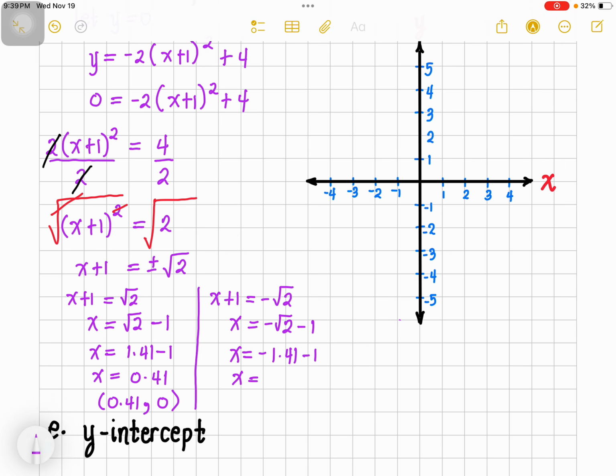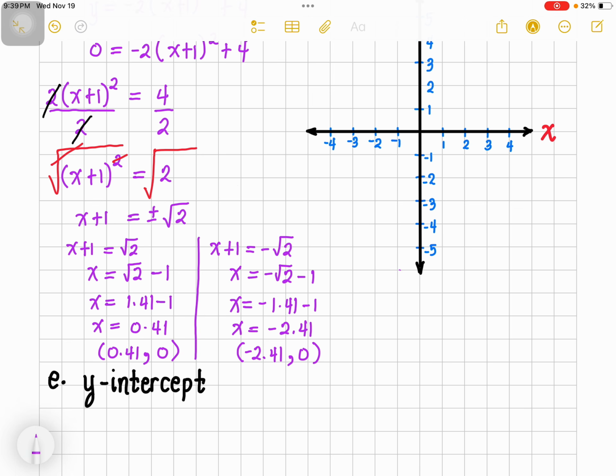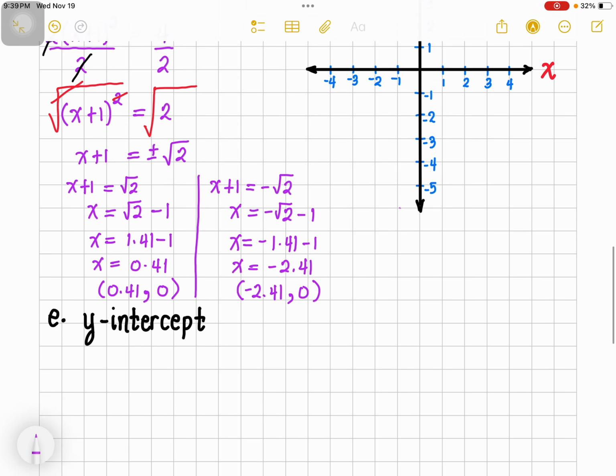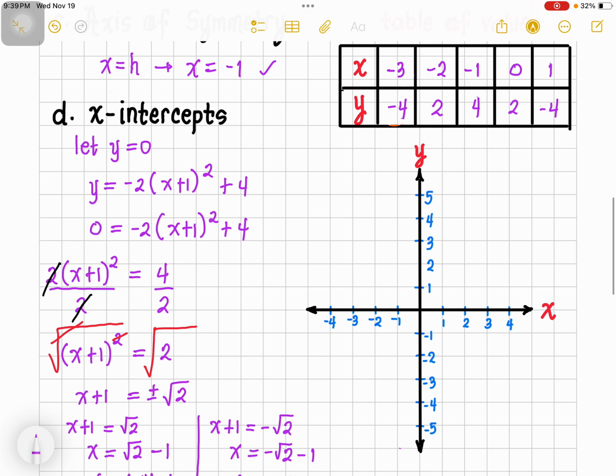So, x now is equal to, okay, very good, negative 2.41 kapag pinag-combine natin yon. Negative 1.41 minus 1, that gives us negative 2.41. And then, the second x-intercept will be negative 2.41, 0. Nakuha? Okay. So now, later ipa-plot natin yan sa ating Cartesian plane. So, to solve for the y-intercept, kabaliktaran ni x-intercept to. So, letting x be equal to 0 naman. Kanina, letting y be equal to 0, no?